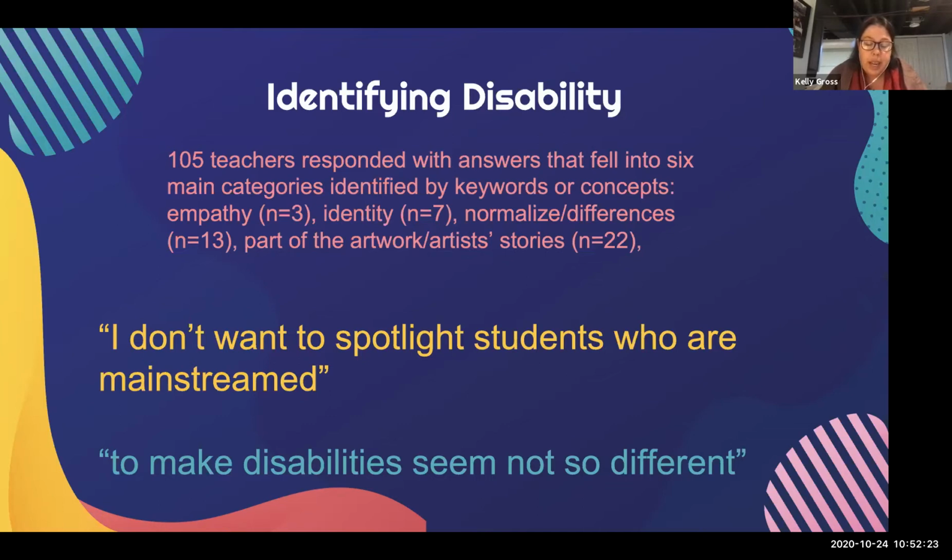Teachers who mentioned empathy were concerned with students without disability empathizing with people with disabilities. Comments about normalizing differences included to make disabilities seem not so different, normalize differences, and to reduce stigma around disabilities.